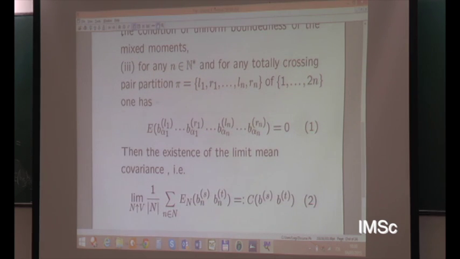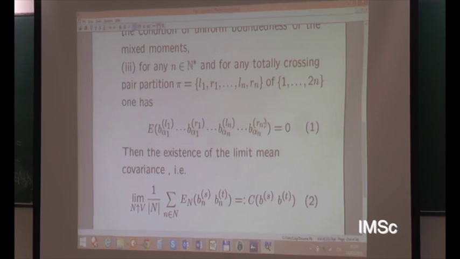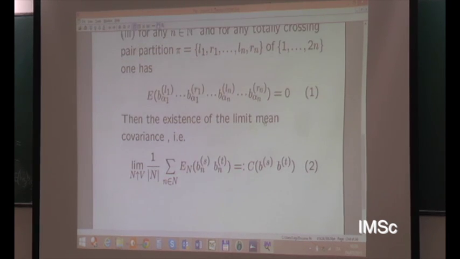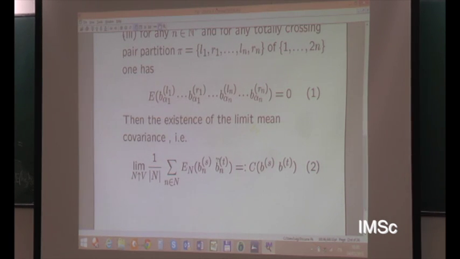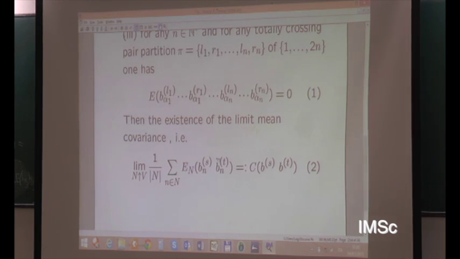And this is what we call pair partition freeness. That if you have a totally entangled, totally crossing pair partition, then this expectation is identically zero. In this case, the existence of the covariance is necessary and sufficient for the validity of the central limit theorem. So the necessary condition under this additional property becomes sufficient.